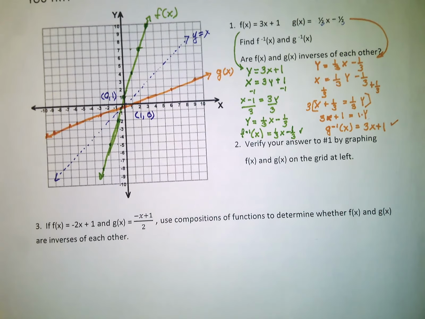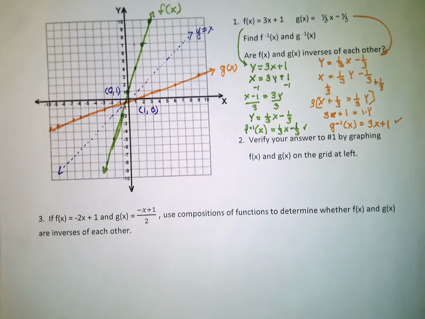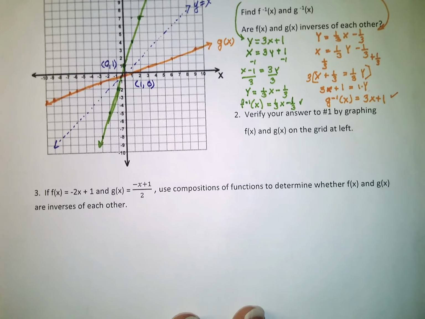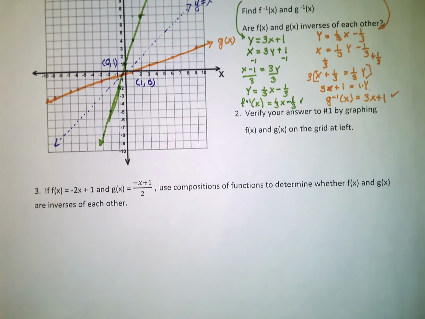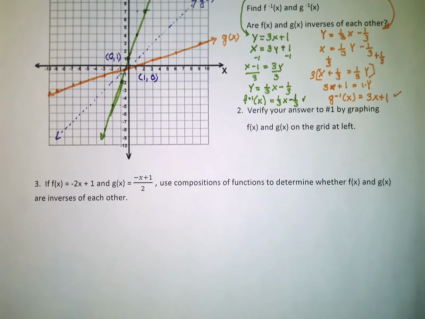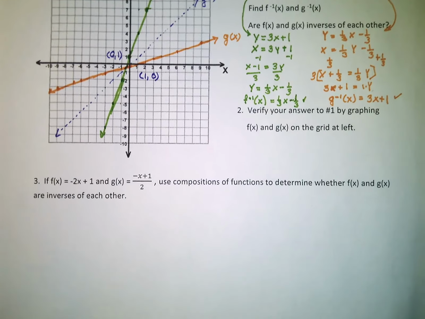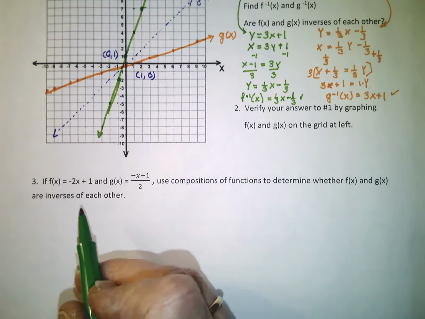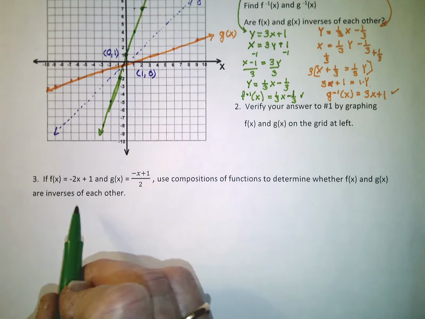The second algebraic method is this one that's the composition of the functions. We're going to find f of g of x, and then we're going to find g of f of x. And we're trying to see, will the two functions cancel each other out? Will the equations disappear and we're just left with x? So we'll give it a try.